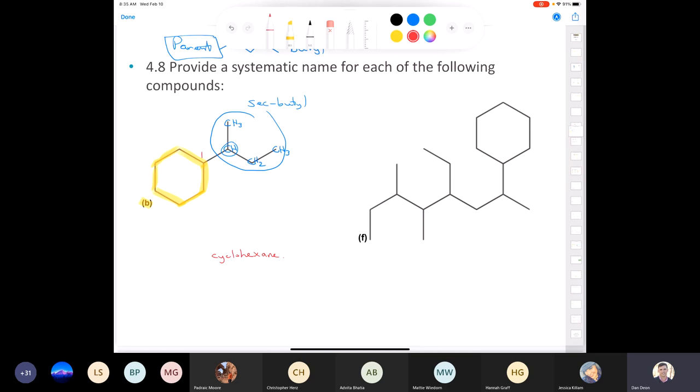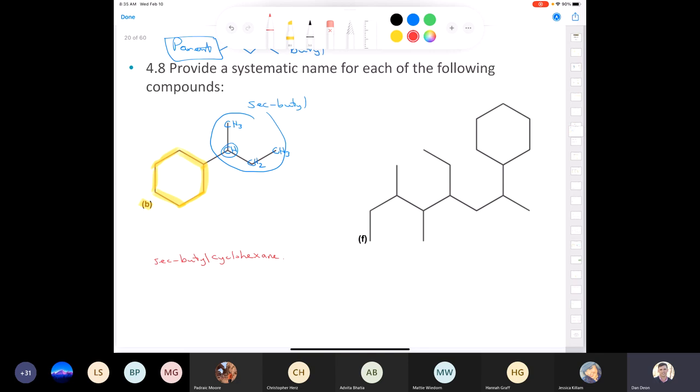For us to put a number 1 here is redundant. It's inconsequential because since there's only one substituent on the ring, you don't have to tell anybody where it is. If there's only one substituent, of course it's going to be on the first carbon. So that's another nuance: you don't have to put a number here. So this is simply sec butyl cyclohexane. I'm trying to make it all one word. Sec butyl cyclohexane. There you go. So you've named an organic compound.